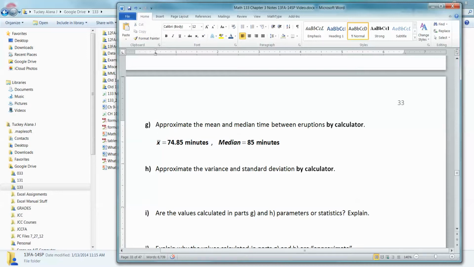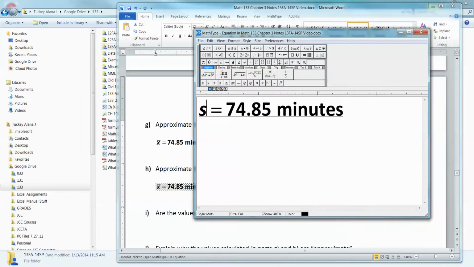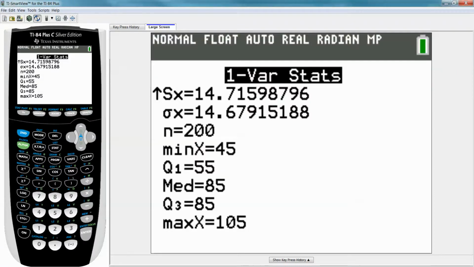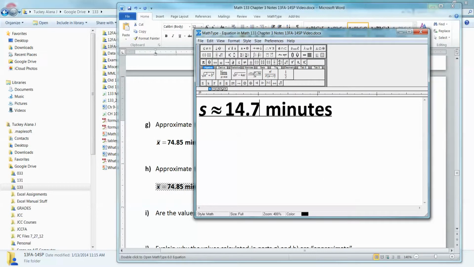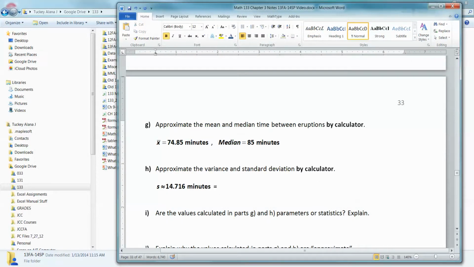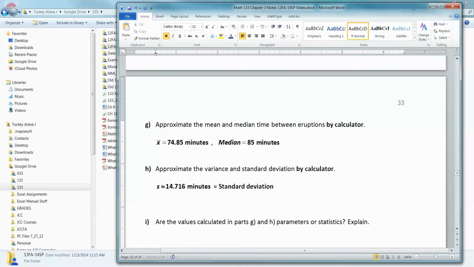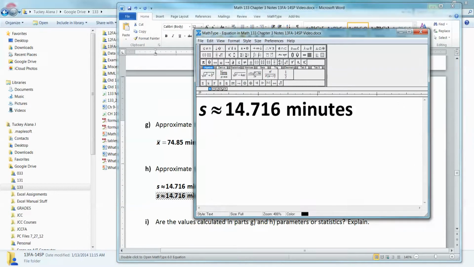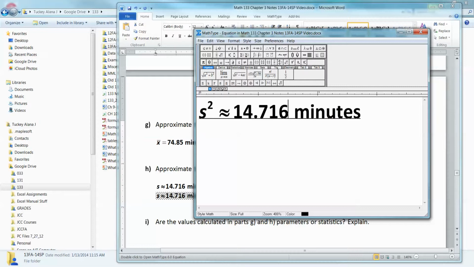Now the variance and the standard deviation. Well, the calculator gives us S. The calculator tells us that S is about, there it is, 14.716. So 14.716 minutes. That's the standard deviation. So the variance would be S squared. So you take 14.716 and you square it. So that would be that squared, which is, I don't know, but I'll make my calculator find it.